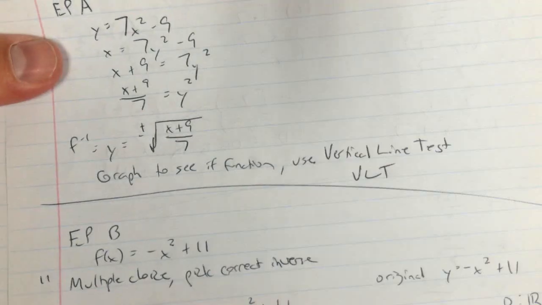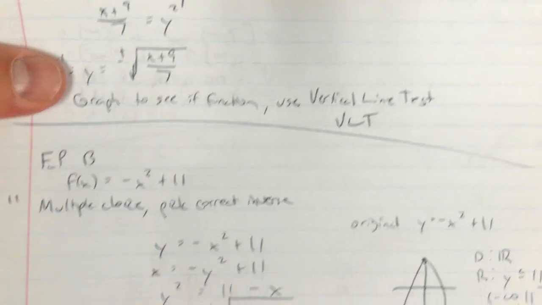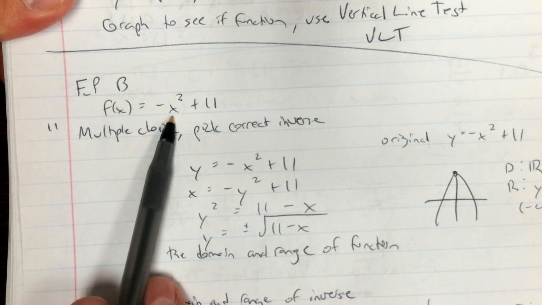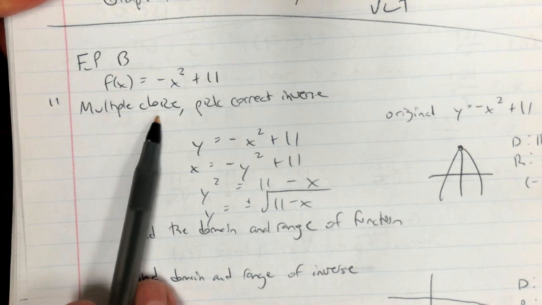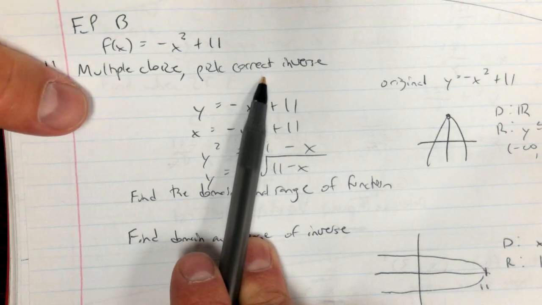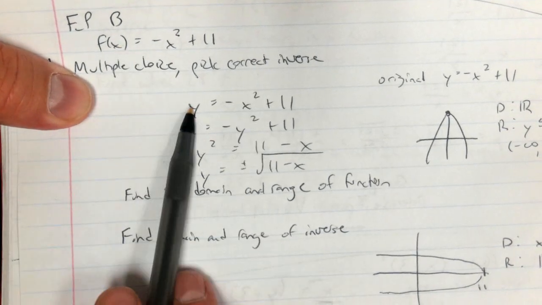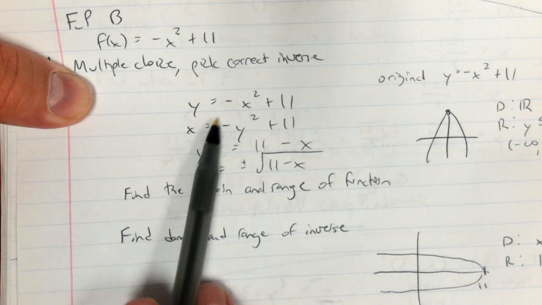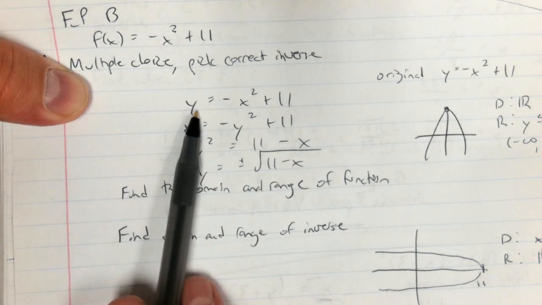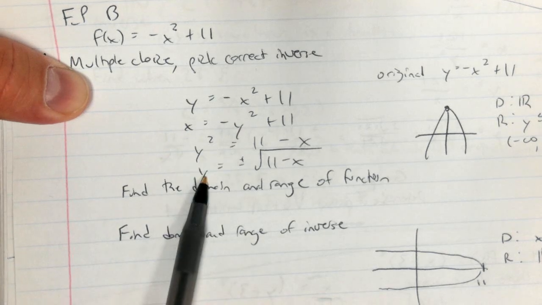Okay, on our last one, it's extra practice B. You have f of x equal negative x squared plus 11. It's multiple choice. You want to pick the correct inverse. So basically, the f of x is your y. So we have y equal negative x squared plus 11. Then you're going to want to switch x and y and solve.